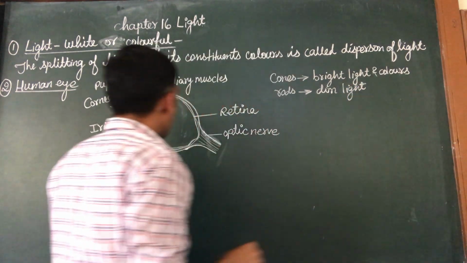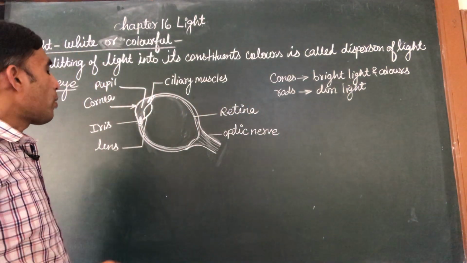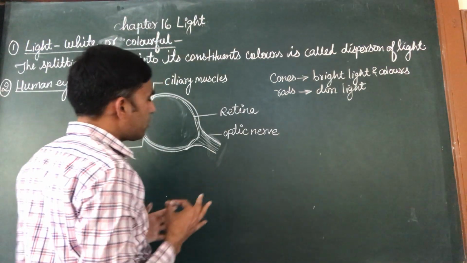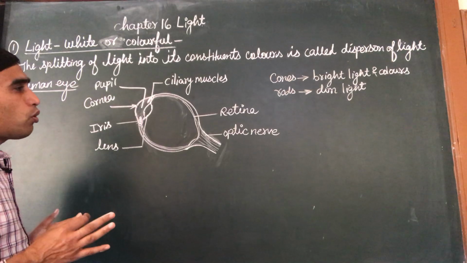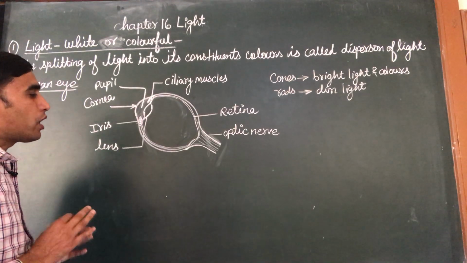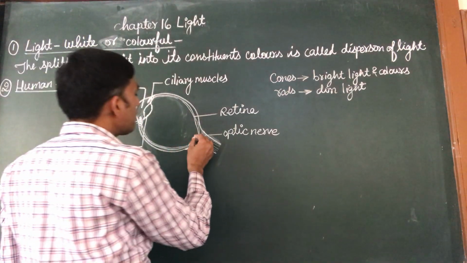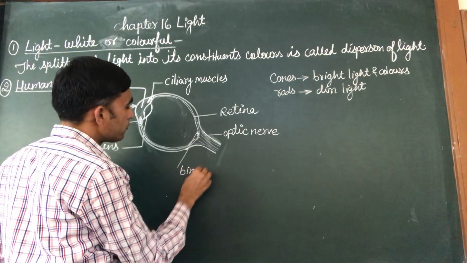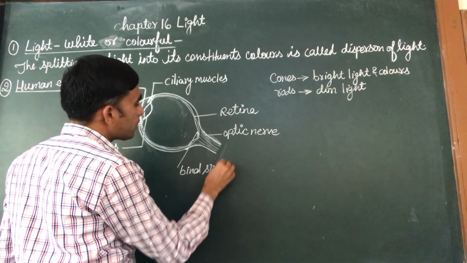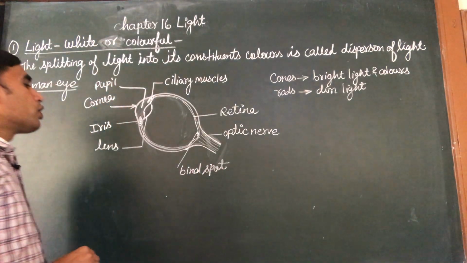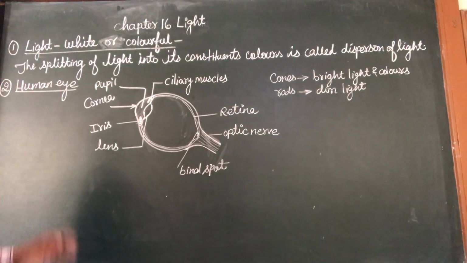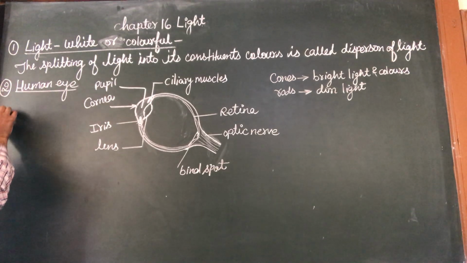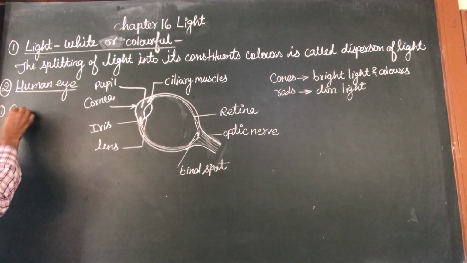At the junction of the optic nerve and the retina, there is a point where these cells are not present, so there is no vision at that point. This point is known as the blind spot. On the blind spot, there is no image formation, so the object is not seen. So we can say in a summarized way, the human eye consists of the following parts. First, that is the cornea.